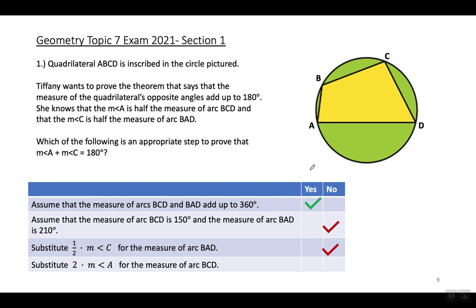And the last one, substitute 2 times the measure of angle A for the measure of arc BCD. Yes, that one is correct. If you multiply the measure of angle A times 2, that'll give you the measure of arc BCD. All right, so that last one is correct.